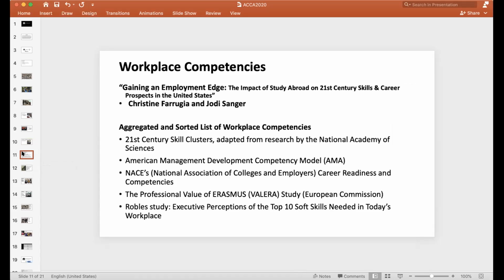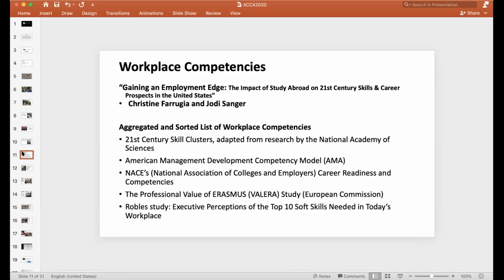So at this point is where we get into what we think our students are learning and how that articulates to what employers seek. We rely on a study written by Christine Perugia and Jody Sanger, Gaining an Employment Edge. And this was focused on study abroad experiences.